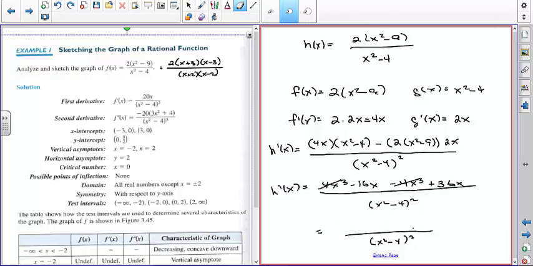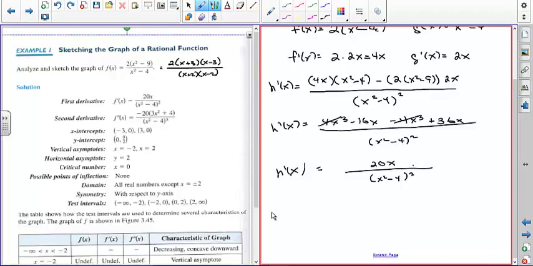Okay. So 36 minus 16 is 20. So I get 20x. Now that matches up. 20x over x squared minus 4 squared. Okay, good. Okay, the next thing we do is to take the second derivative.